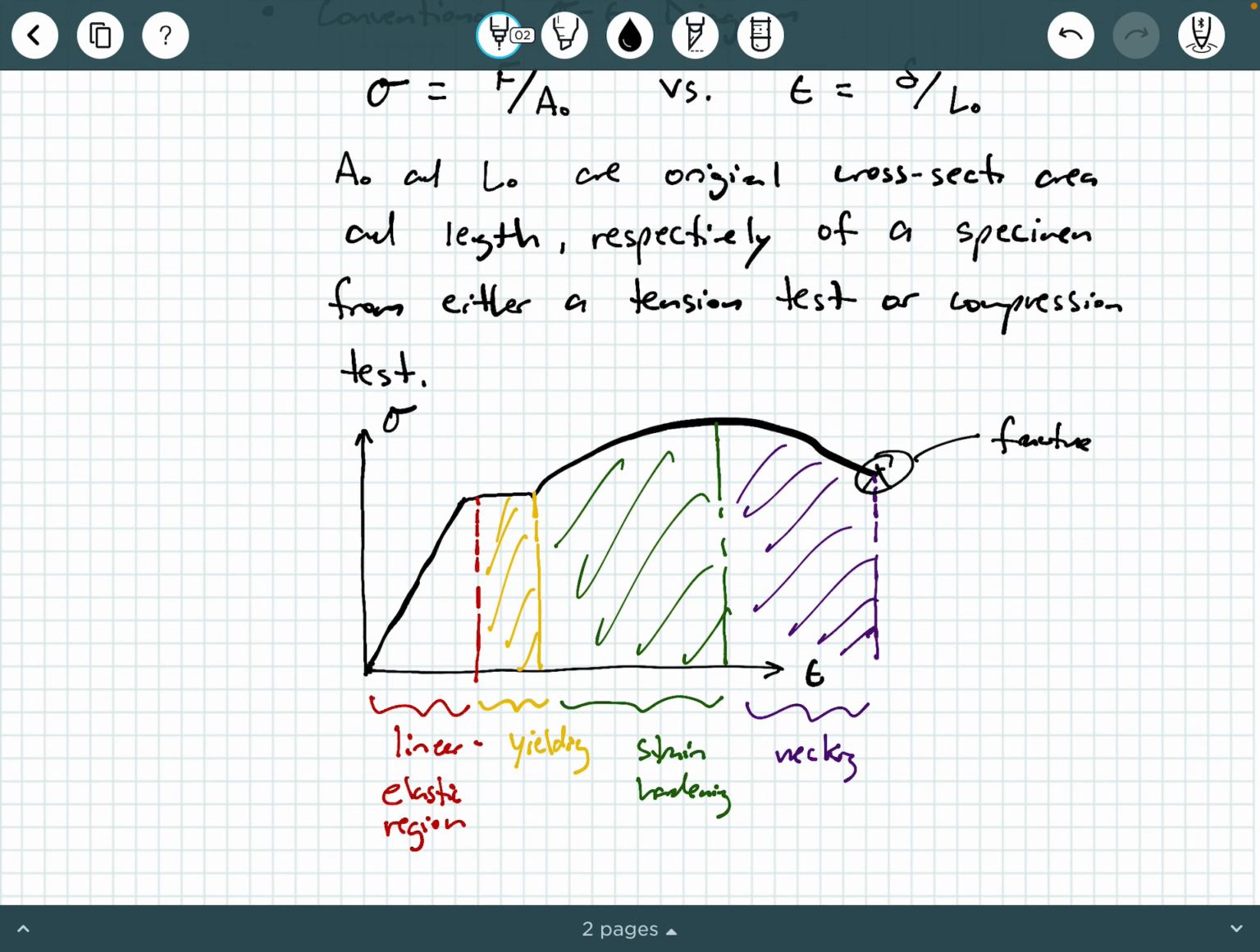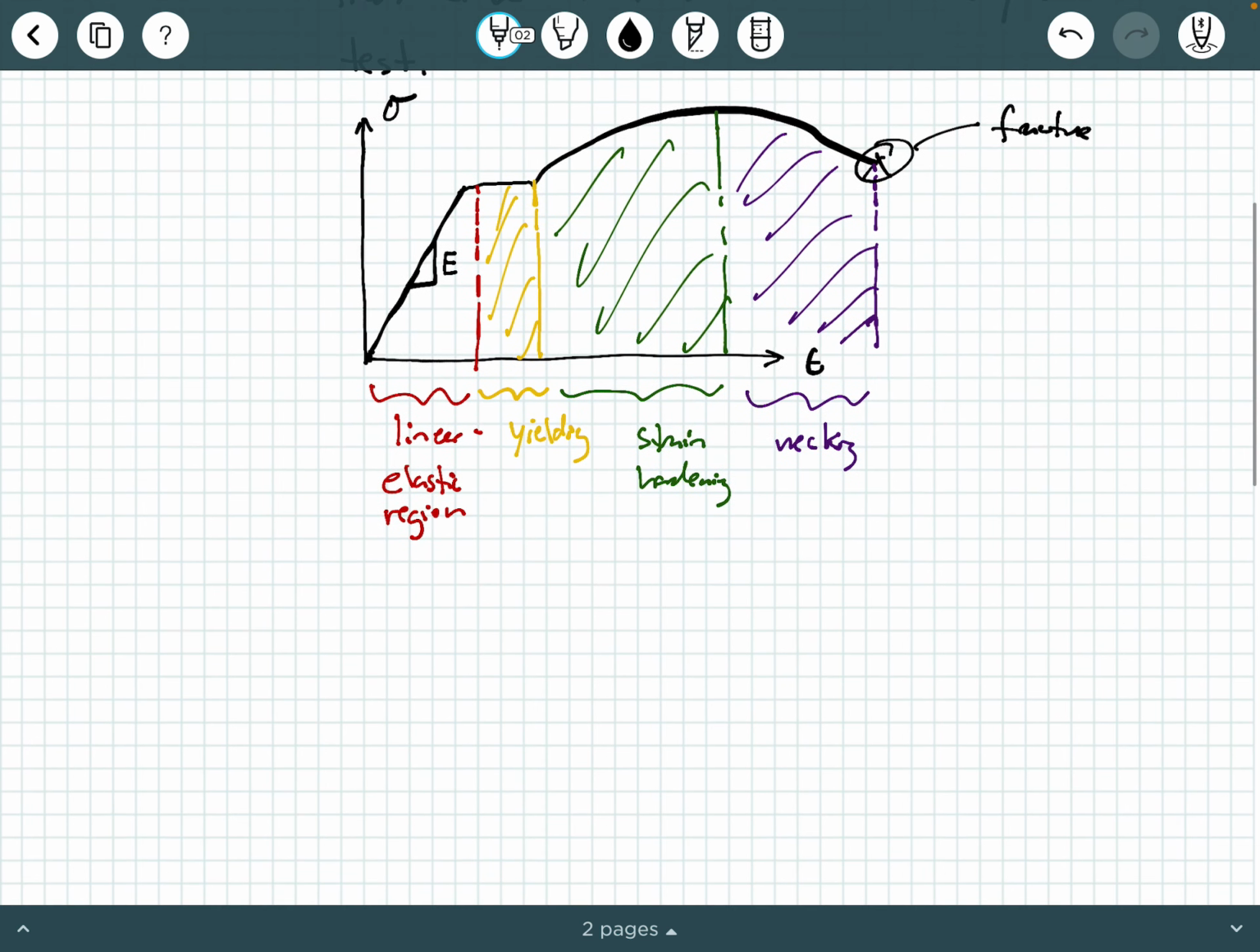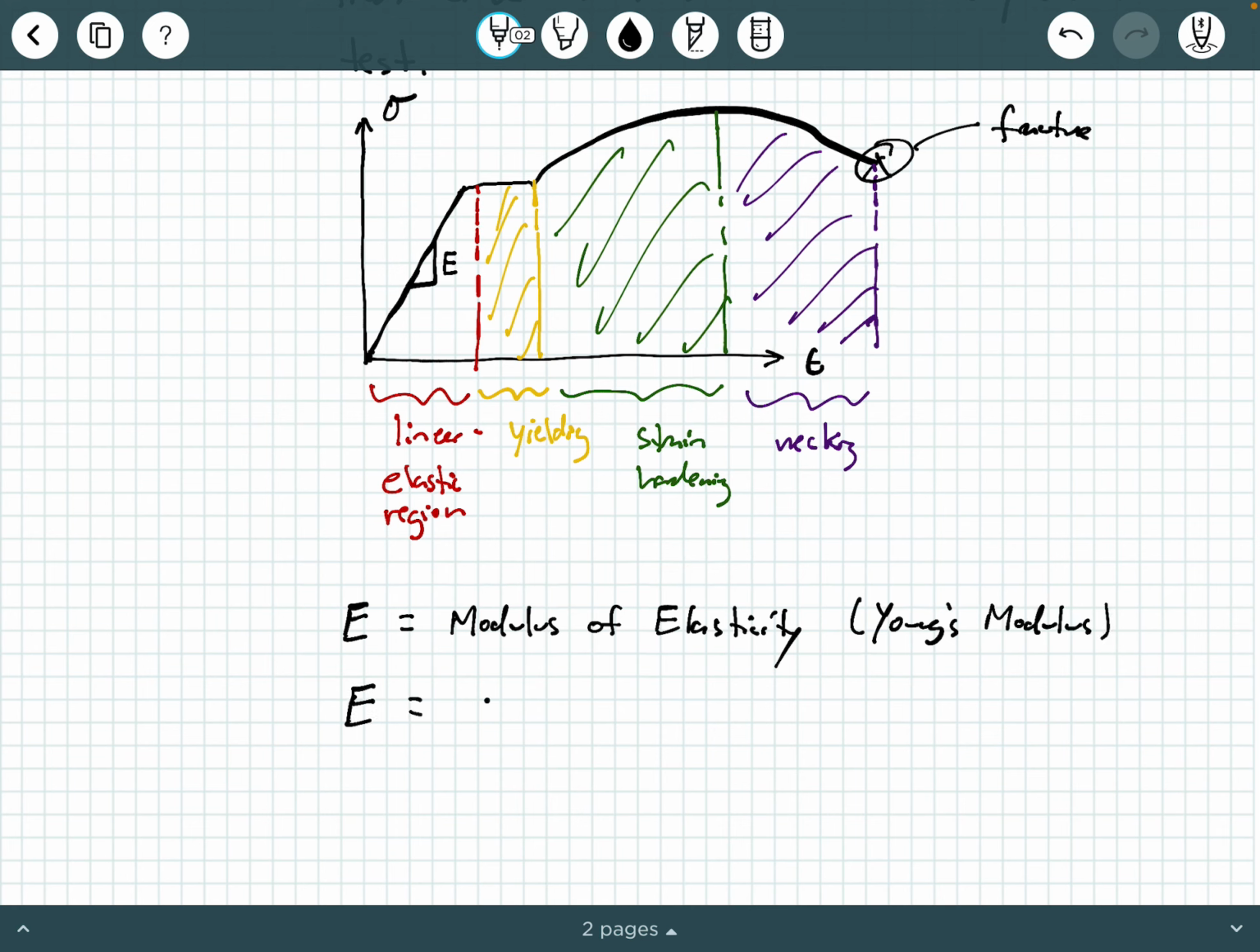Now, from this diagram, again, we can pull off some important material properties. One of the most important material properties is the slope of the stress-strain diagram, okay? So the slope of the linear region of the stress-strain diagram. We're going to call this capital E, and we call this the modulus of elasticity. Okay, also sometimes called Young's modulus. Okay, and this is the slope of the linear portion of the stress-strain diagram.